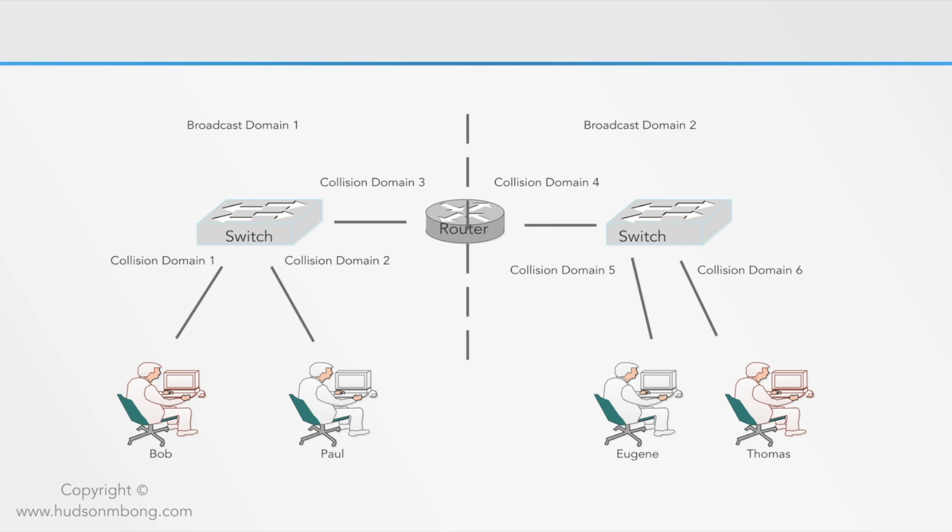To minimize the negative effects of collisions or broadcasts, we perform network segmentation by creating multiple collision and broadcast domains. A domain limits the effect of a negative event to a particular network segment. You can have multiple collision domains within a single broadcast domain.